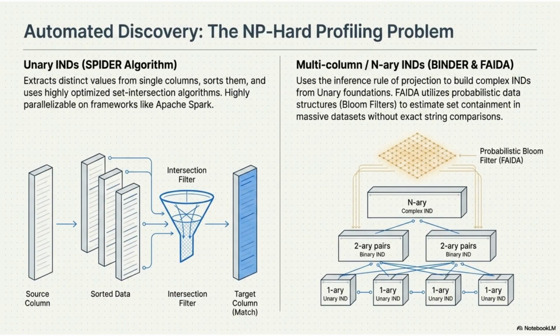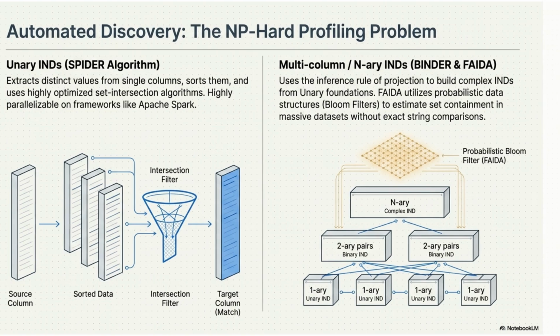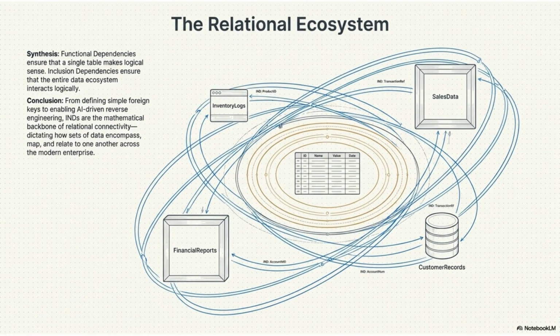Automated discovery of these dependencies is NP-hard. Algorithms like Spider handle unary dependencies, while more complex multi-column dependencies use probabilistic structures like Bloom filters to work with massive datasets. Ultimately, while functional dependencies ensure a table makes logical sense, inclusion dependencies provide the backbone of connectivity, dictating how data relates across the modern enterprise.